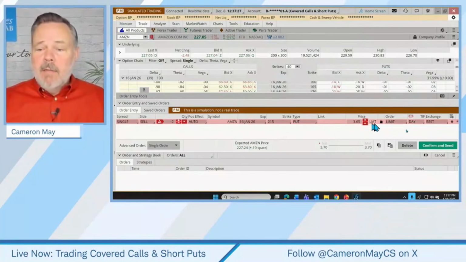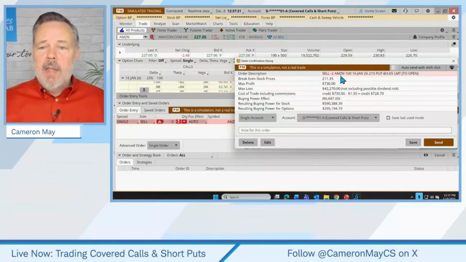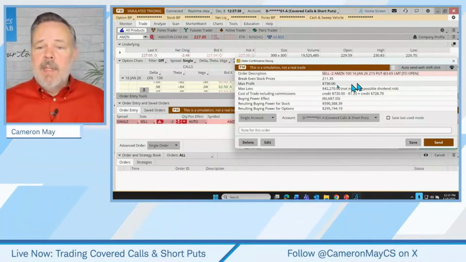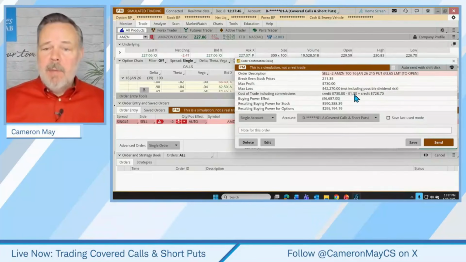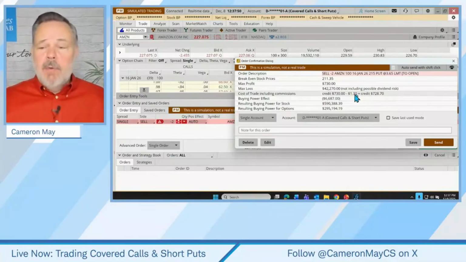Let's put in our trade. Let's click on confirm and send. Let's see if we can still sell these 2 contracts for a limit of $3.65 per share, selling the 16th of January 215 puts. That would give us a credit of at least $730 minus the commissions to be paid here, $1.30 in commissions. And we'd then have that obligation to maybe have to buy 200 shares.